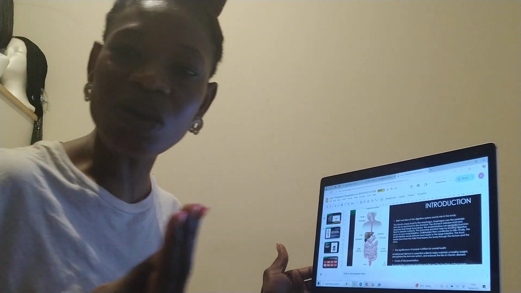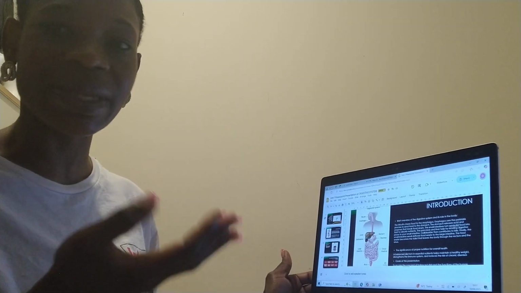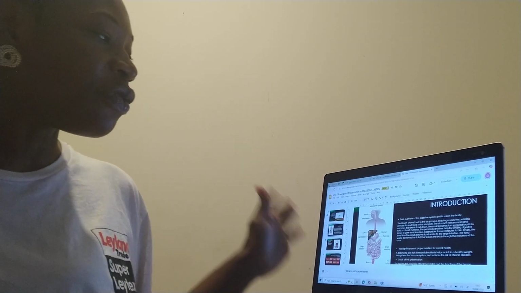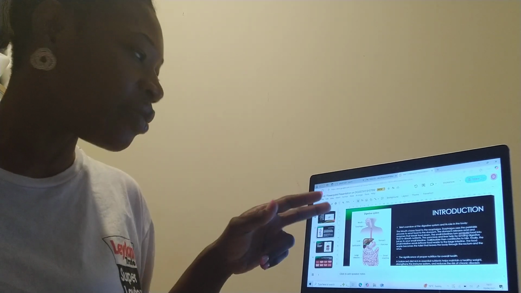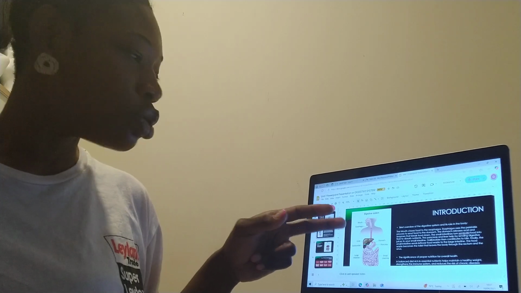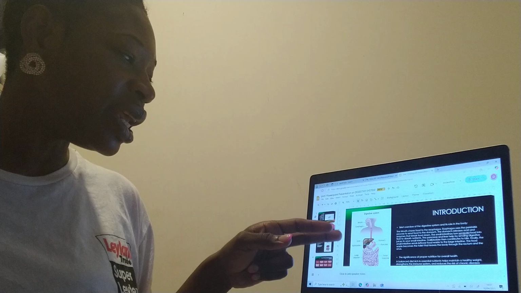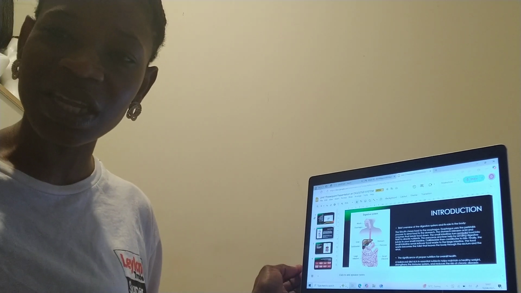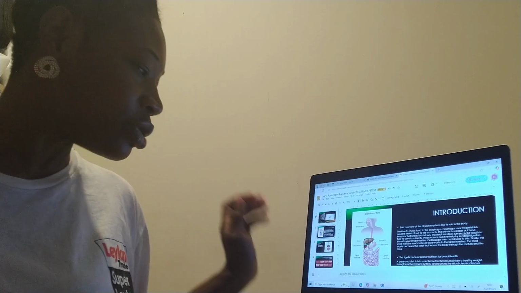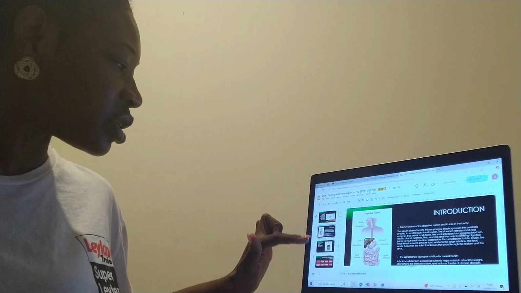First and foremost, I'll talk about the introductory part of the human digestive system and then its functions. But before then, there's a diagram of the digestive system, which begins with the mouth, the esophagus, the stomach, the pancreas, the liver, the gallbladder, the large intestine, the small intestine, and then lastly, the anus. I then proceed to the second part of the presentation.